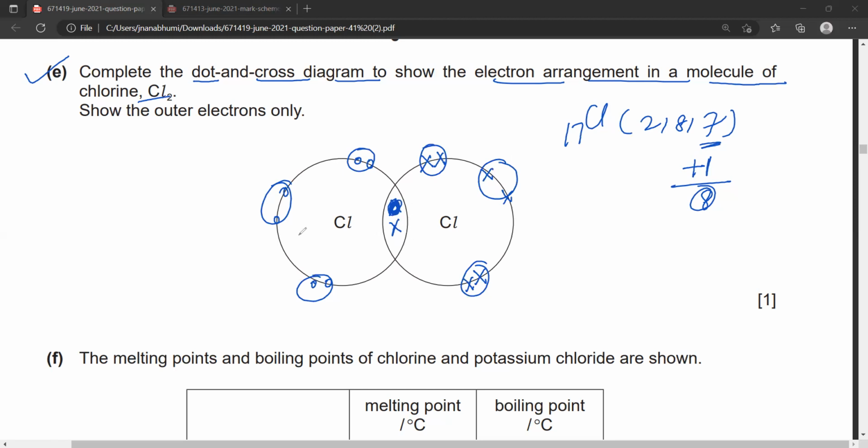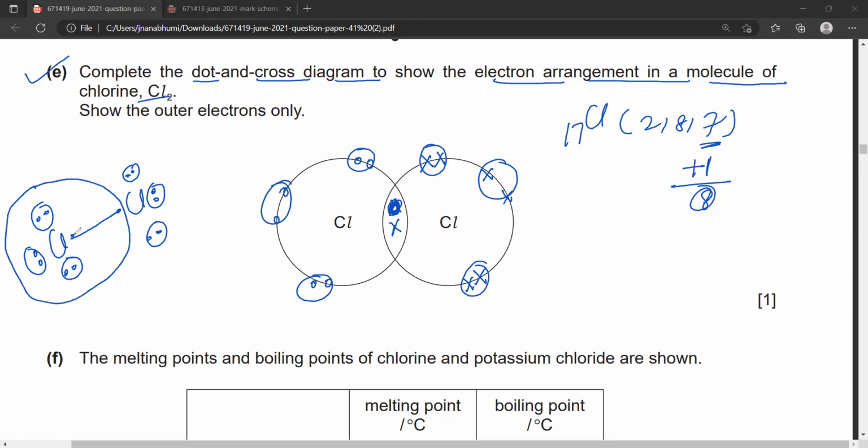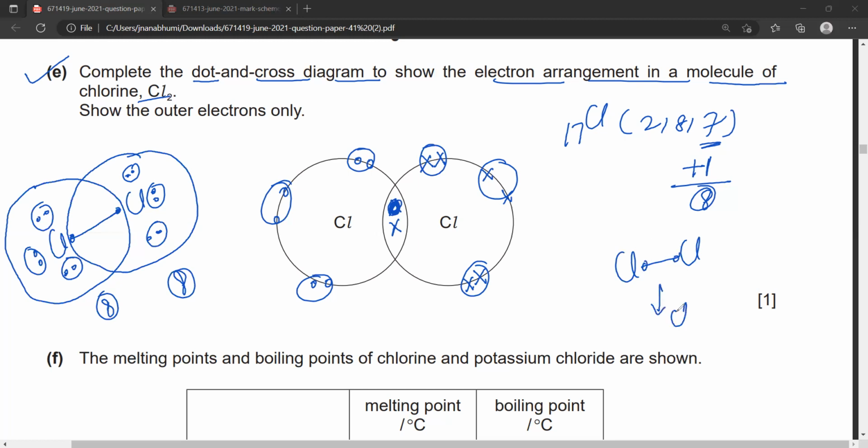So one electron is shared. If you want to show it like this, you can share it. 7 electrons are there, in which three lone pairs are there. This electron is shared by another atom of chlorine. In this way it has completed its octet. By sharing an electron with another atom, it has completed its octet. In a similar manner, this atom is also completing its octet. So you can see in this way, one bond is there between these chlorine atoms.